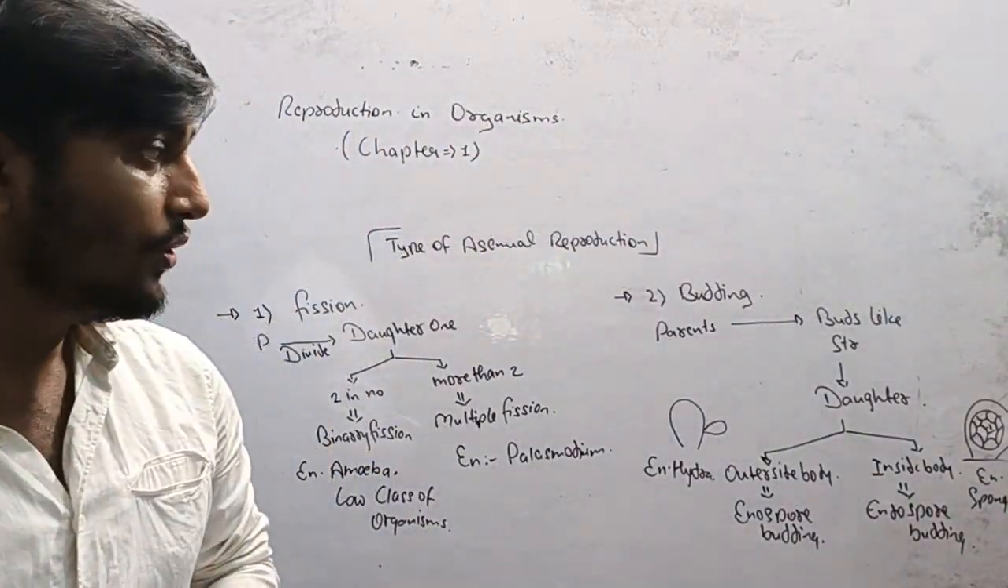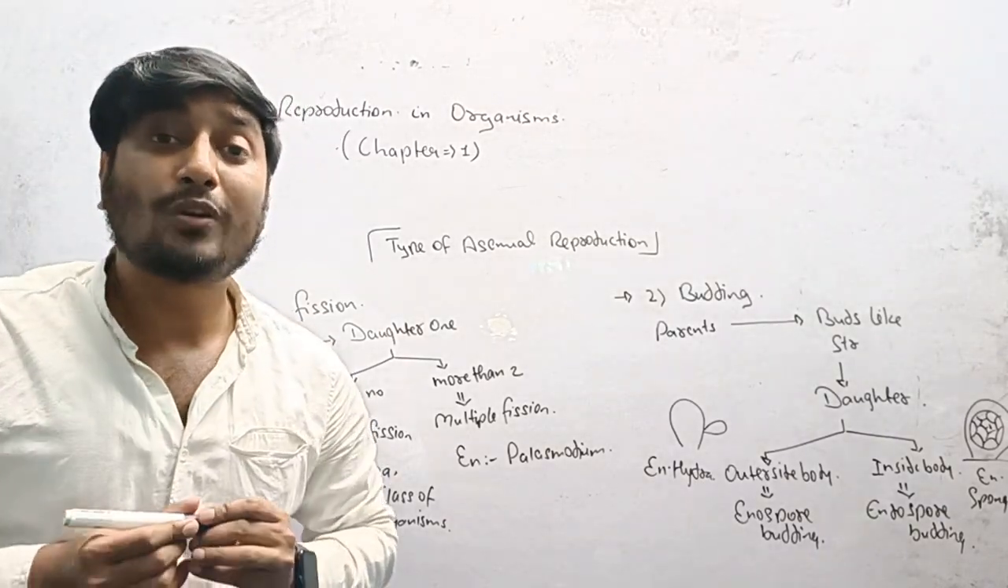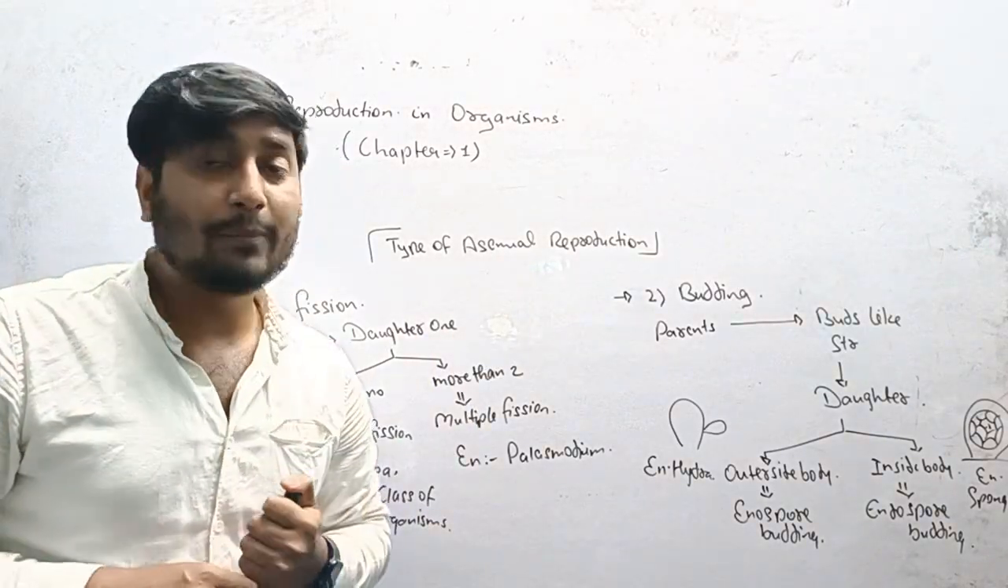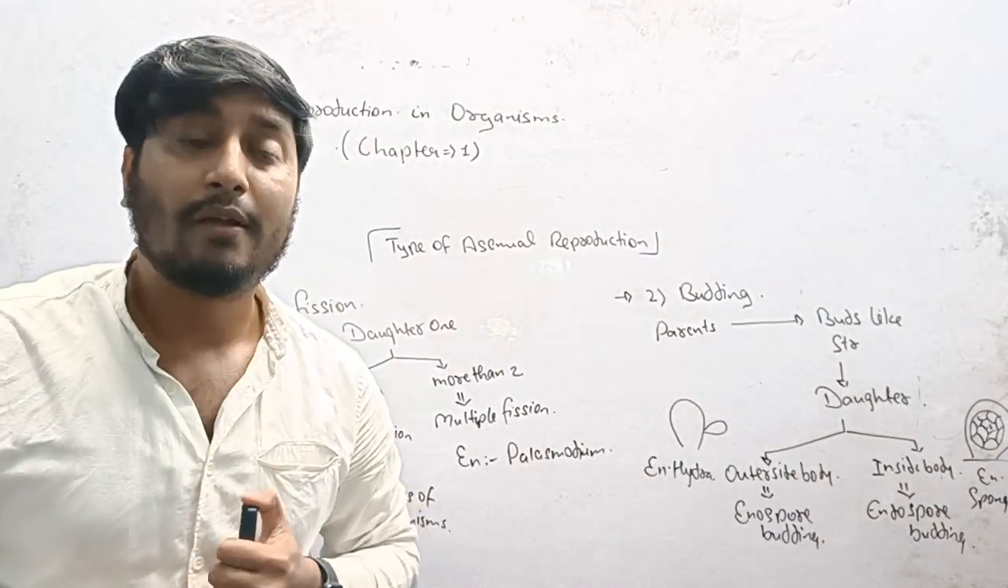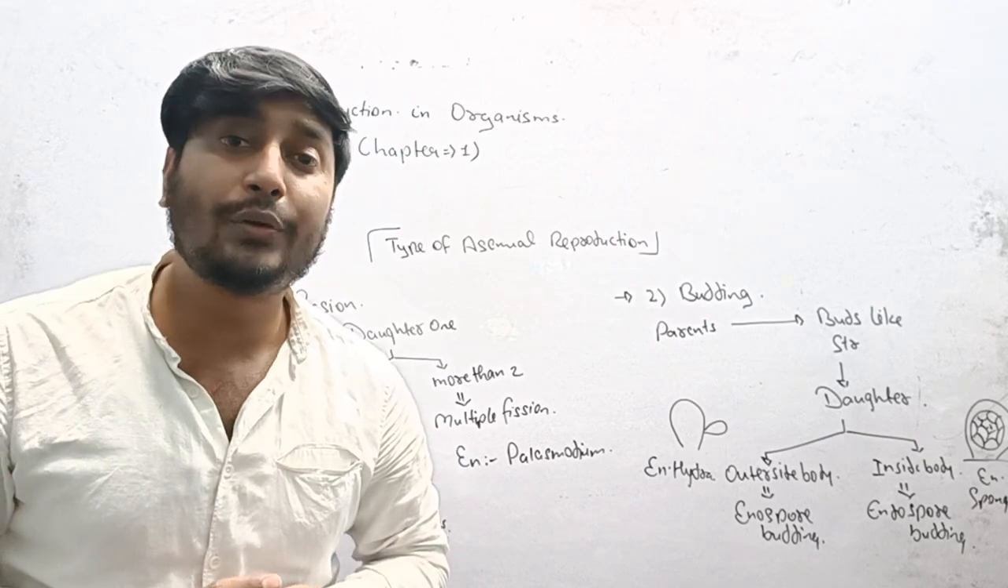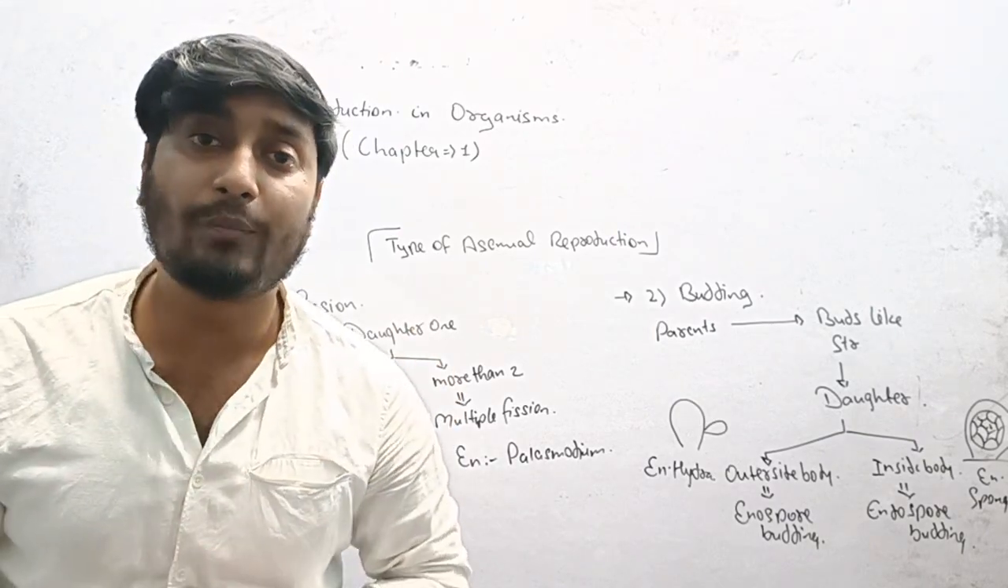Right? Sponge. So we discussed the two main processes of asexual reproduction, which are fission and, second, budding. In the next lecture, we are going to discuss the other types of asexual reproduction. Thank you.